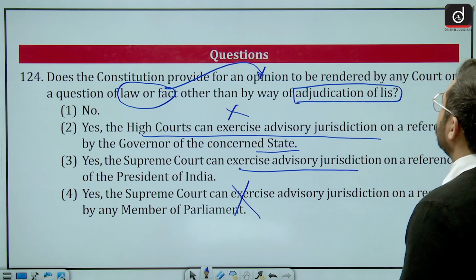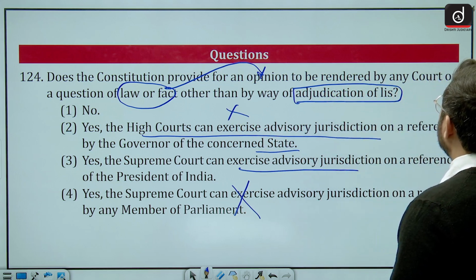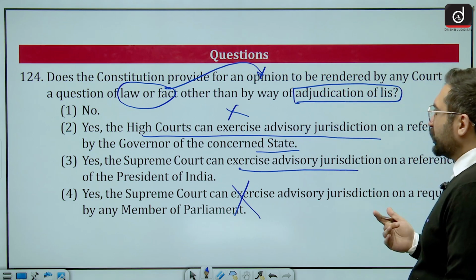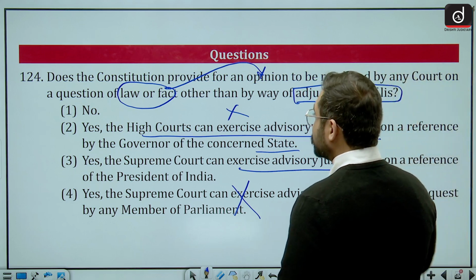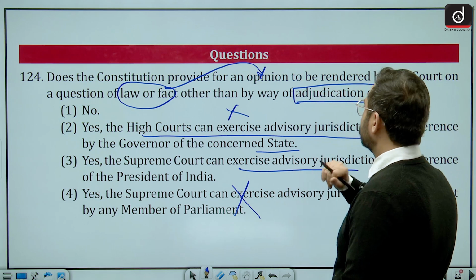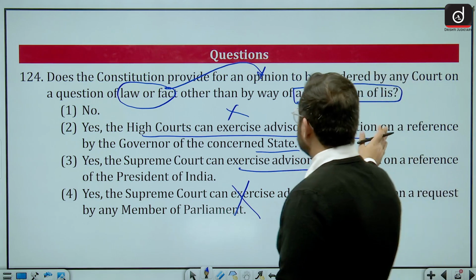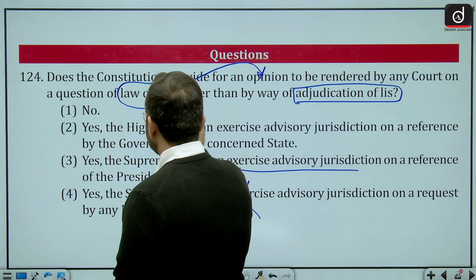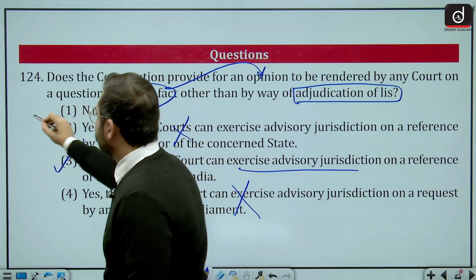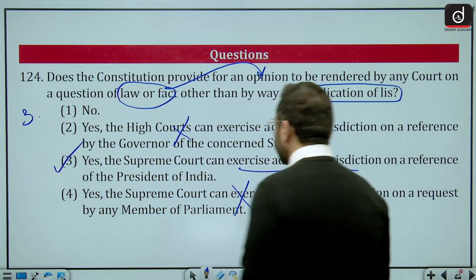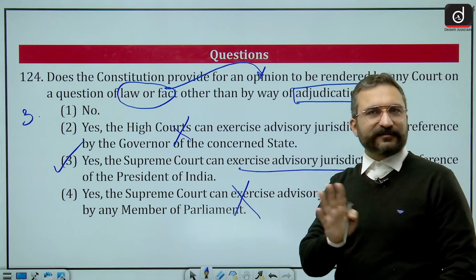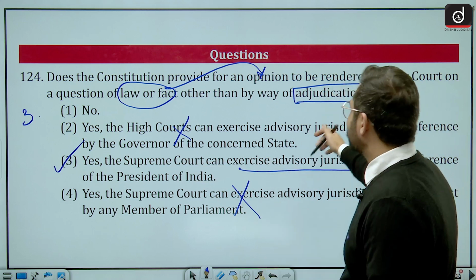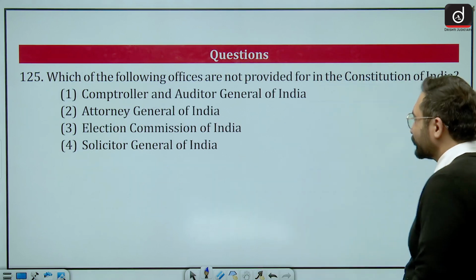Does the Constitution provide for an opinion to be rendered by any court on a question of law or fact other than by way of adjudication of list? Advisory jurisdiction on a reference of, अच्छा okay ठीक है. There is no advisory jurisdiction of the Governor, so this should not be the, okay. This third is your answer. I'm sorry. So advisory jurisdiction is by the President of India to the Supreme Court. Governor does not have any advisory jurisdiction, so this is wrong. I'm sorry, I got confused.